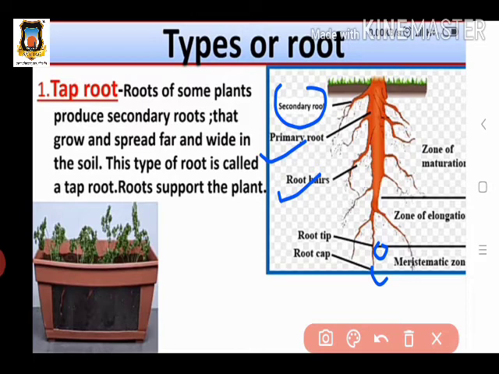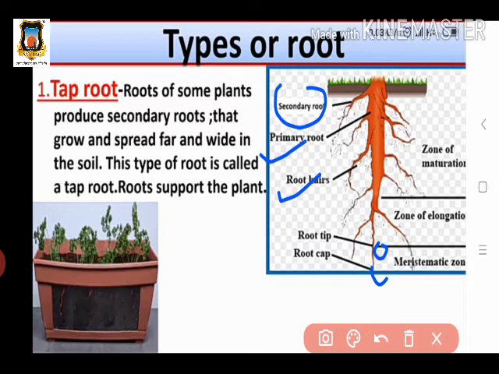Roots bear hair-like processes near the root tips. So root tips contain hair-like processes. These are called root hairs. The root tip is very delicate. Delicate means it is not strong, it is easily broken. This is the region of growth of the root. Means from this root tip it grows towards inside the soil. It is the growing part of the root, and the tip is covered by a cap-like structure called root cap.